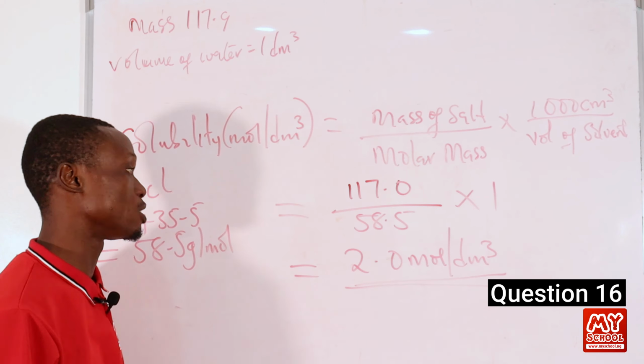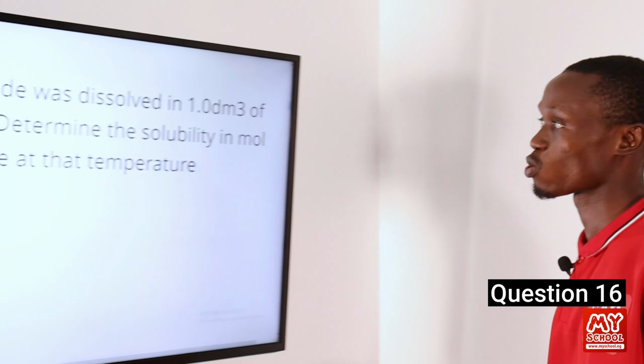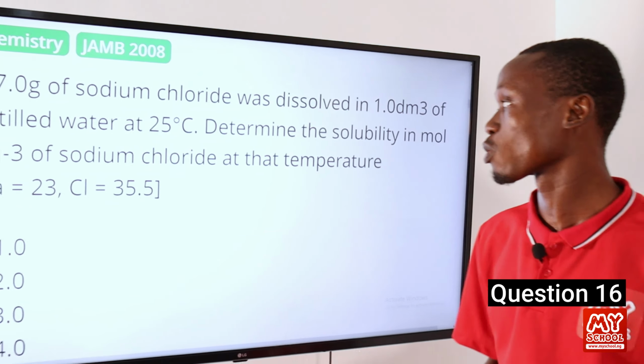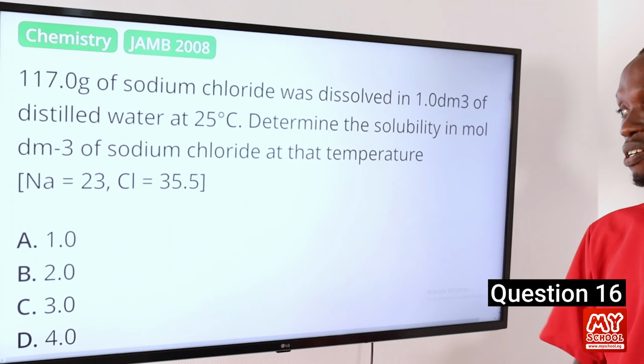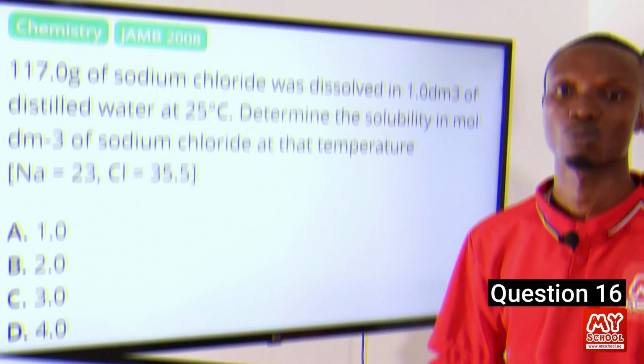So let's move over to the screen to pick the correct option. From our calculation, the solubility of sodium chloride at that temperature, 25 degrees Celsius, was 2. So that makes option B the correct answer, 2.